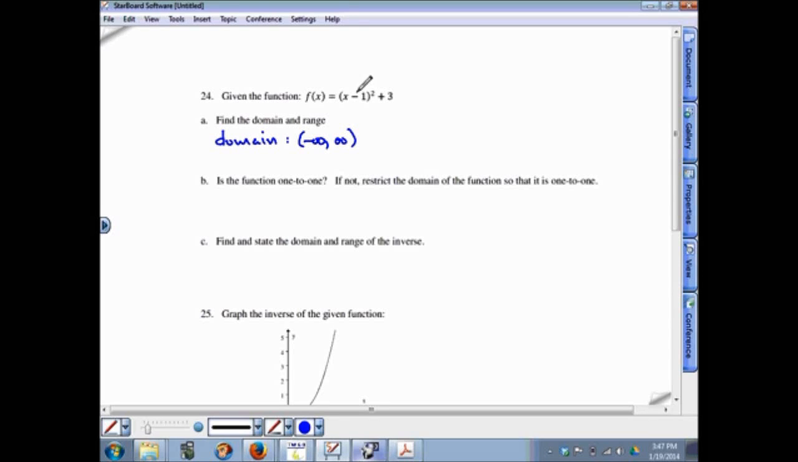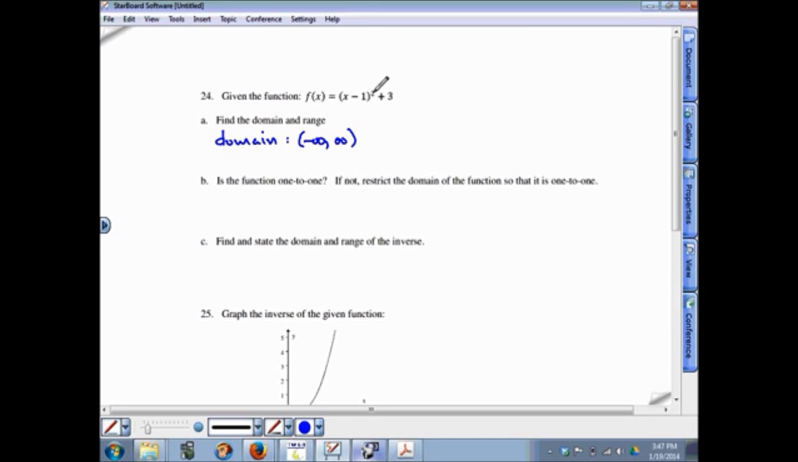Now the range, just by looking at the equation, might be a little bit tricky to find. If you consider a quick sketch of this graph, you go to the right one and up 3, and it's a parabola that's facing up. So on the y-axis, the smallest number in the range is 3, because there are no values of the graph that have a y value less than 3. The highest one is positive infinity, so the range is from 3 to infinity.